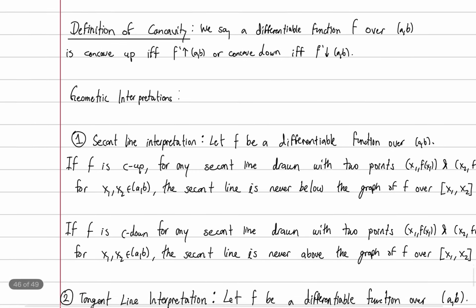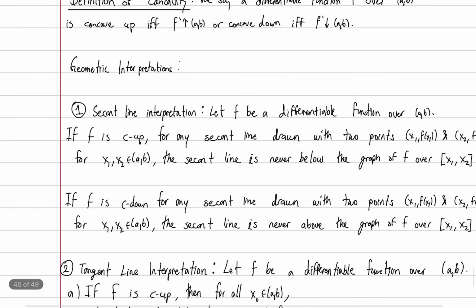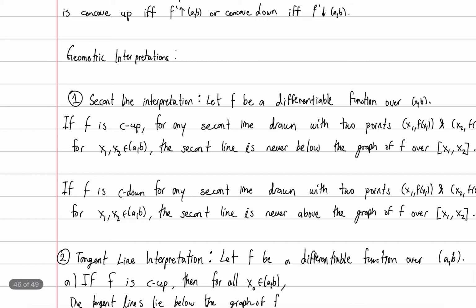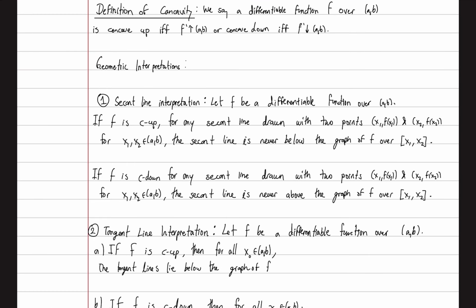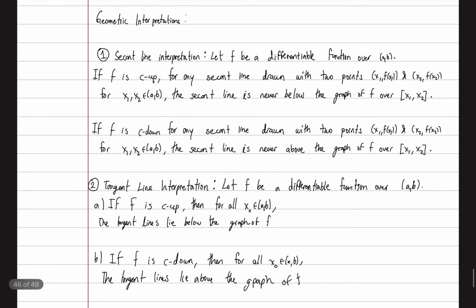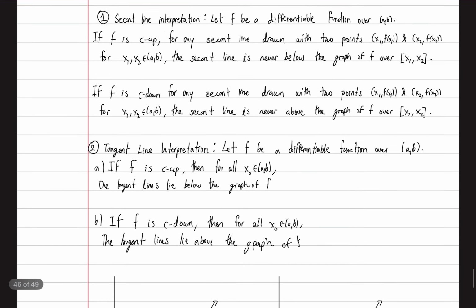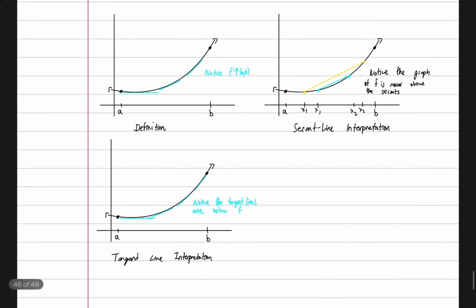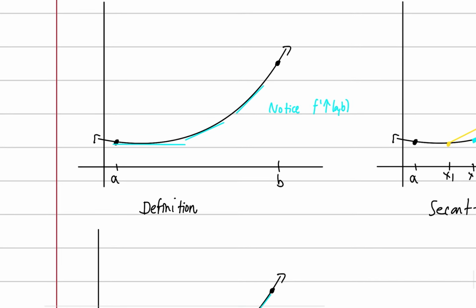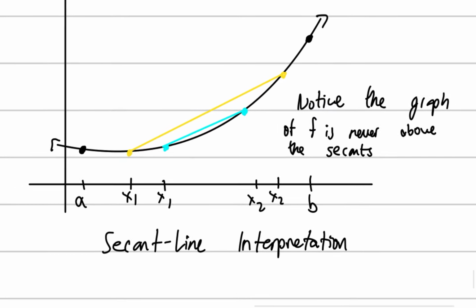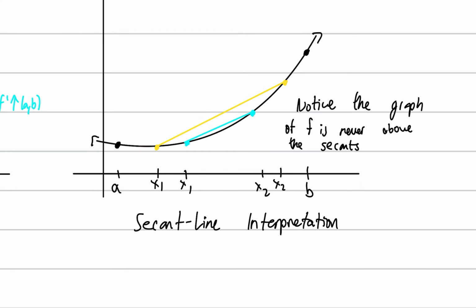It's in another video. Right, so you have the secant line definition or interpretation. If f is concave up, for any secant line drawn, the secant line is never below, and if f is concave down, for any secant line drawn, the secant line is never above, right? So I'm going to show you the definition, right? First, we have f prime is increasing, right? That's what concave up means. But the secant line interpretation says that the secant lines are always above, right?